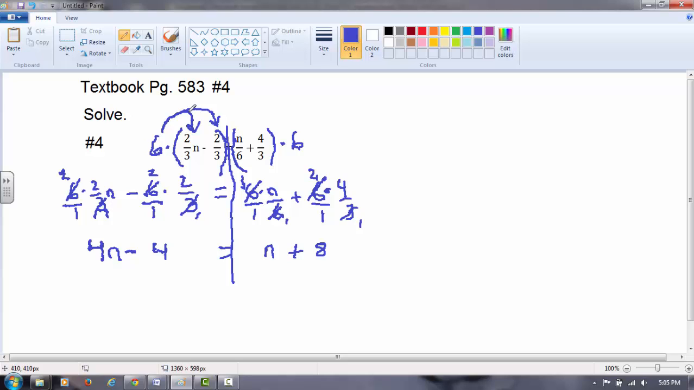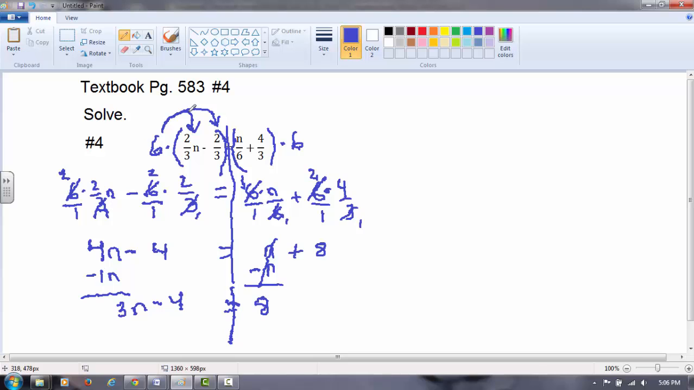To finish up the problem, we just need to solve it by getting everything on the same side, same variable. I have an n and a 4n, so I'm going to subtract n from both sides. On the right-hand side, those cross out because that makes a 0, and I have an 8 left over. On the left-hand side, I've got 4n minus n. Remember, we put a 1 in front, so that's really 3n minus 4.